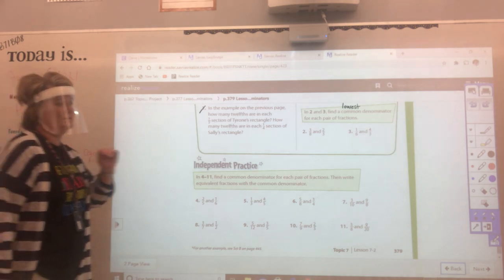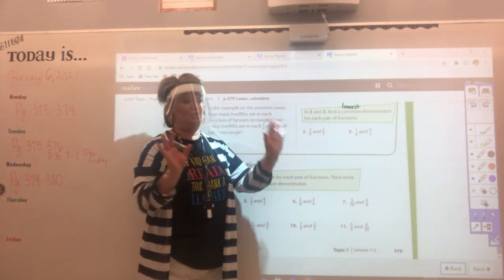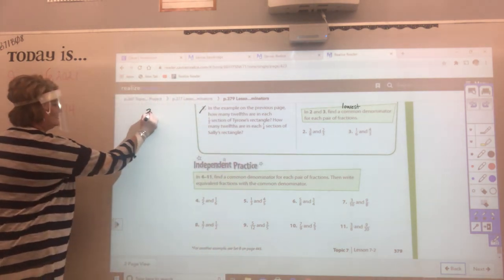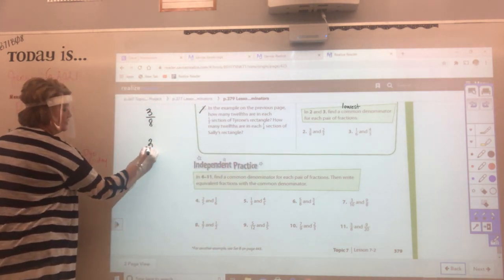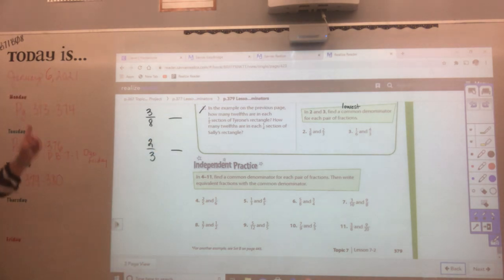Now, here's how I want you to write this. They've given you the fractions 3/8 and 2/3, and I want you to write it just like me. 3/8, 2/3 beneath it, and out to the side new fraction lines, just like me.